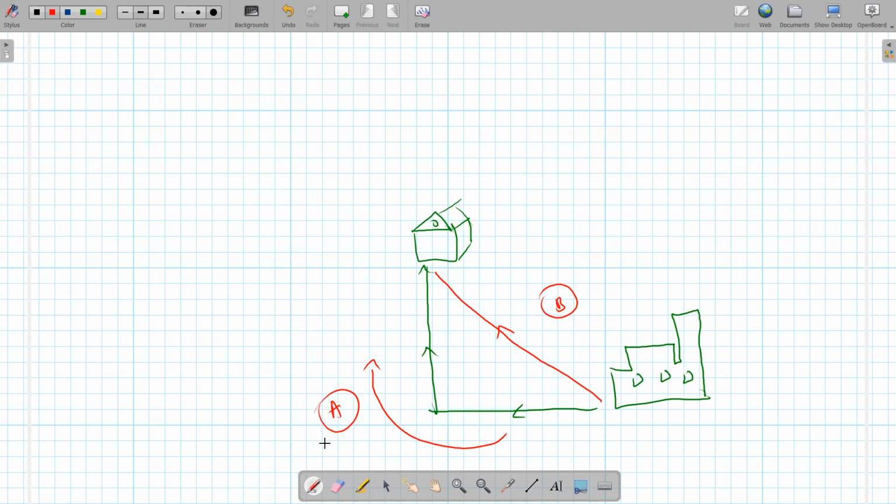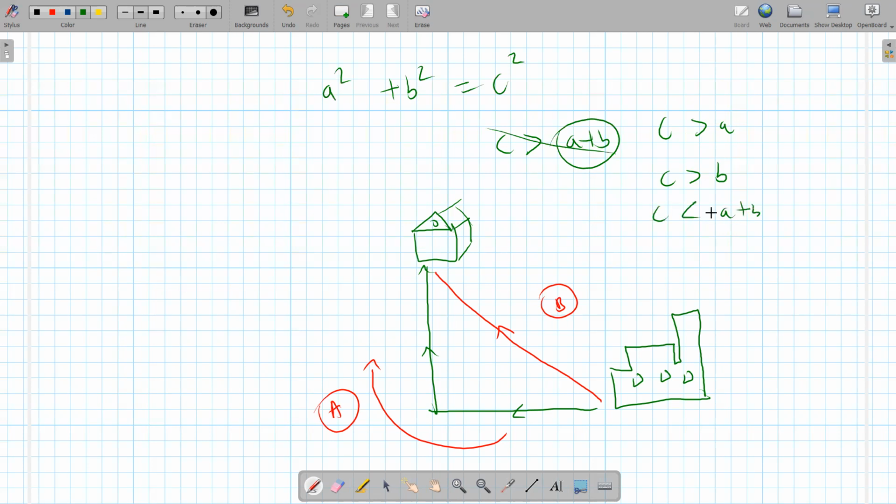So the thing with Pythagoras theorem is, it says a squared plus b squared equals c squared, yeah? So this means that c is bigger than both a and b, okay? Individually, c is bigger, but c is not bigger than a plus b. C is smaller than a plus b.